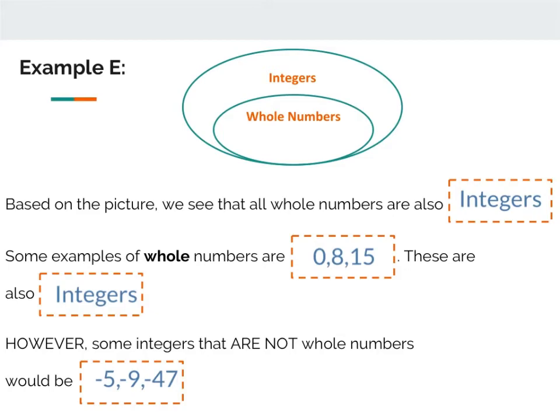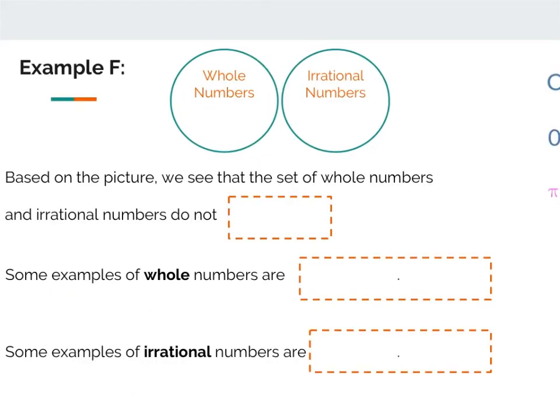Let's take a look at another example. So example F says, based on the picture, we see that the set of whole numbers and irrational numbers do not overlap. So they're not overlapping in any way. Some examples of whole numbers, we've got 0, 9, 27. Some examples of our irrational numbers are like pi, the square root of 12, which is a non-perfect square, and 0.153, on and on and on, and never repeats.